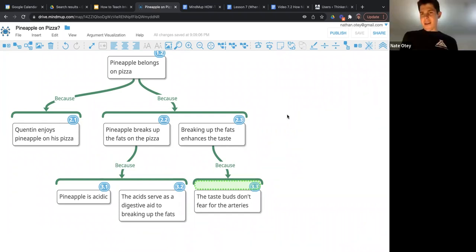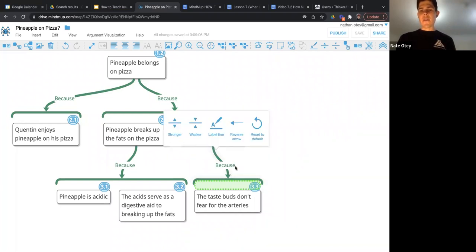Great. So I'm a philosopher, not an evolutionary biologist, but I gather that the objection is something like, well, the fact that this will enhance the taste doesn't necessarily do anything for our arteries in this case. And so what I think Quentin has done is given us an objection. So what I want everyone to notice is that we can add an objection to our argument map, which is a reason not to believe something. In particular, I think Quentin has identified that this inference may not be super strong.